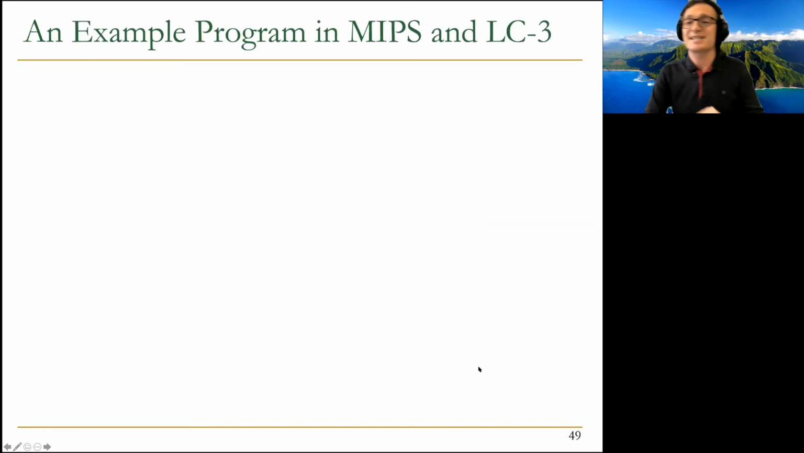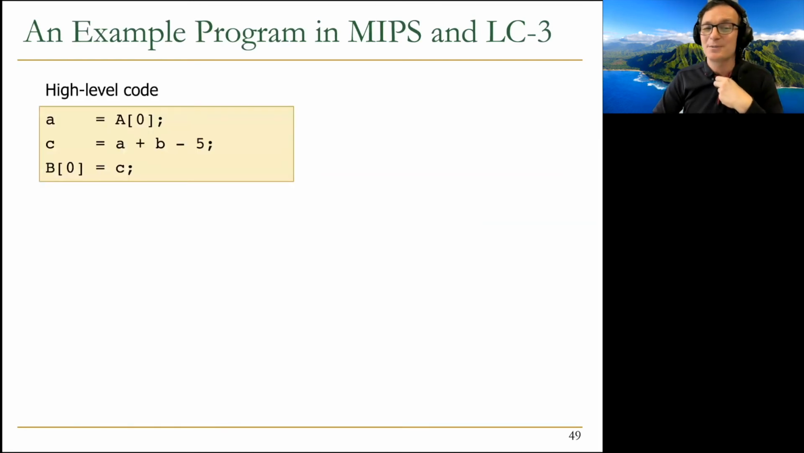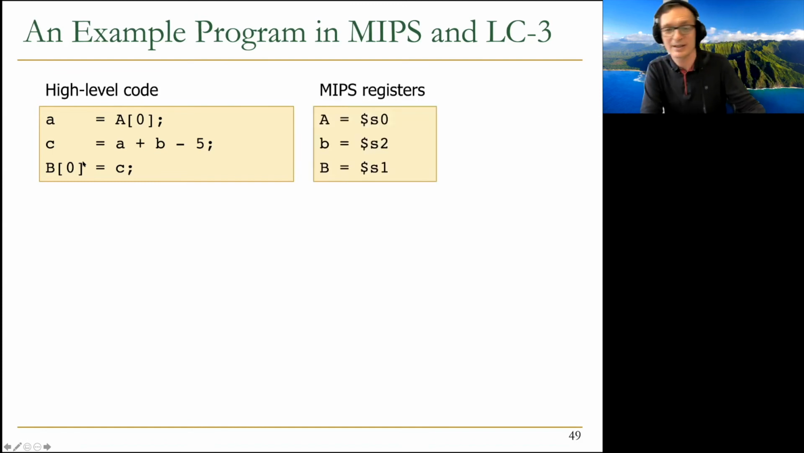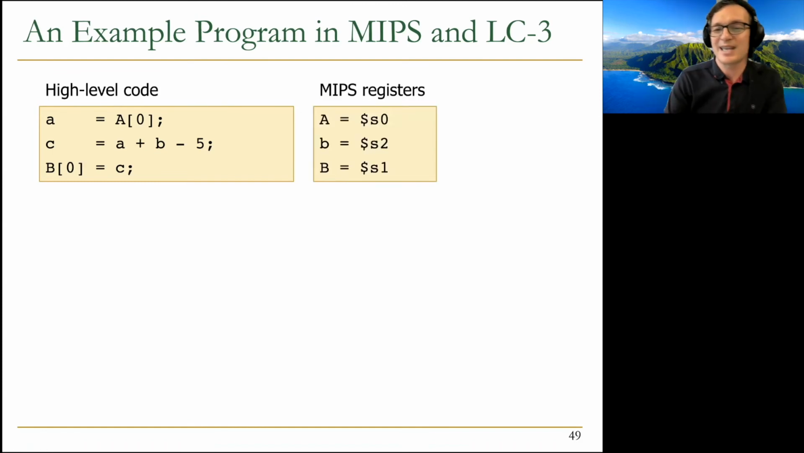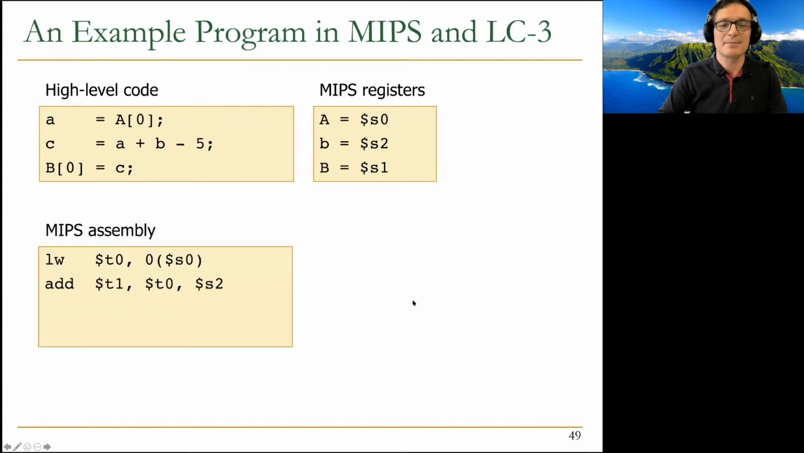So let's take a look at an example program in MIPS and LC3, which is going to be very similar, actually. The high-level code looks like this. You access an array element, A[0] over here, add B to it and subtract 5, and then store the result into array B's 0th element. MIPS registers we're going to allocate like this. You can follow it in the picture over here. MIPS assembly will look like this.